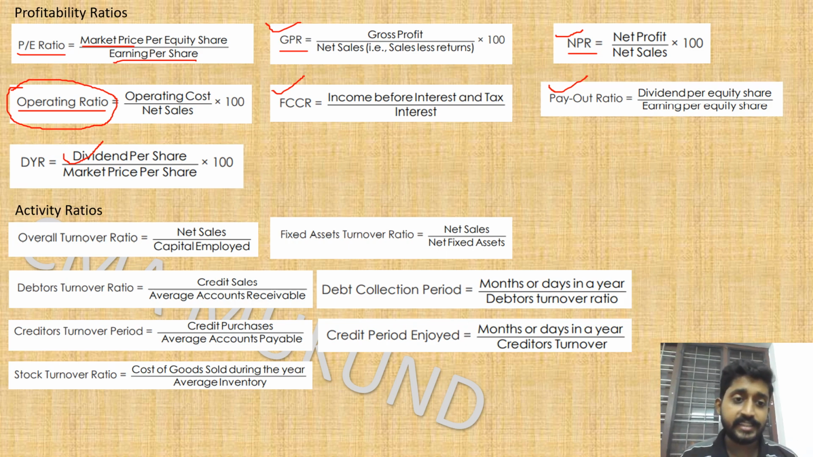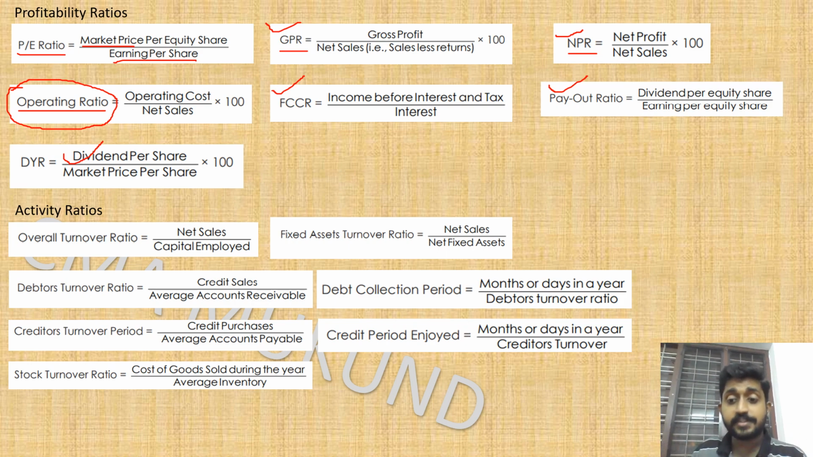Perfect. So next is activity ratio. So what activity means? The company is doing some activity. What is the end product of the activity? You are going to achieve some sales. So anything that is touching the sales, so most of the ratios will be touching the sales. Those are all activity ratio. So first thing is overall turnover ratio. What is this overall turnover ratio? Turnover means it is sales. So net sales divided by capital employed.